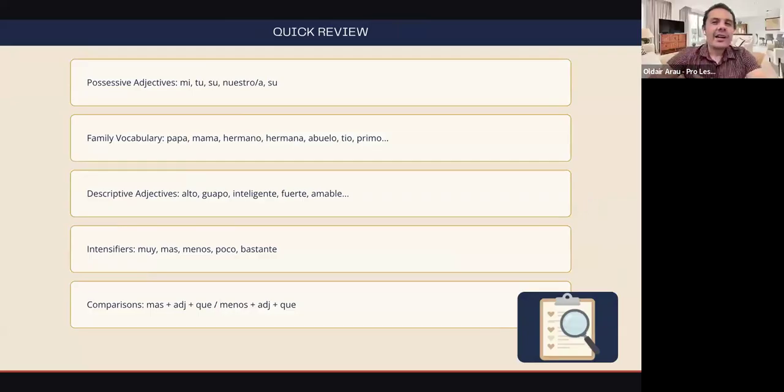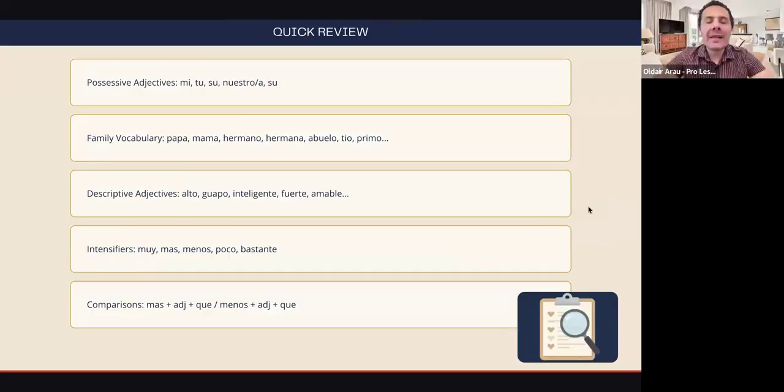All right, excellent job. Quick review of what we talked about today. Possessive adjectives, they indicate possession. They go in the beginning of the sentence. My, your, his, her, ours, yours, theirs, okay? In Spanish, mi, tu, su, nuestro, su, and su.